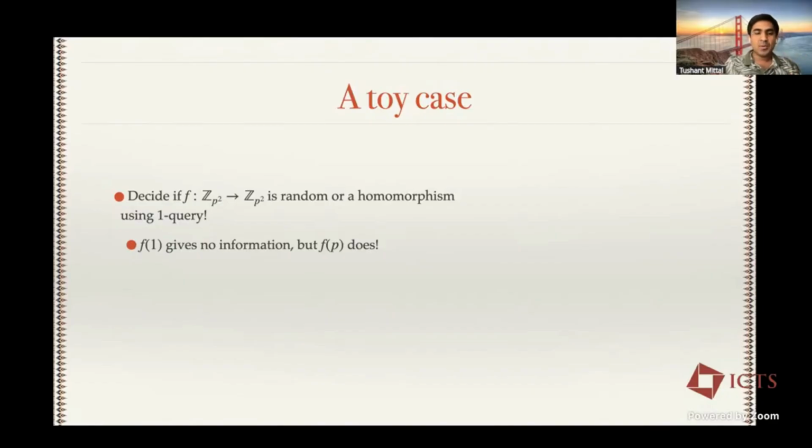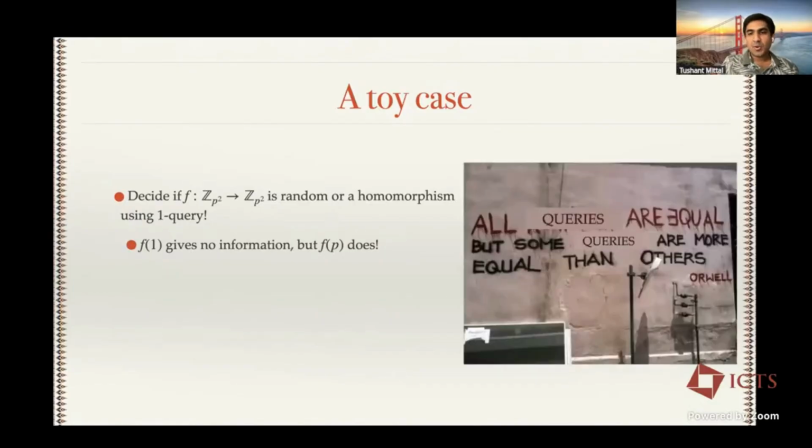Any homomorphism phi can map 1 to any possible value. So just by looking at f of 1, you have learned nothing about the function. But if you query f of p or any multiple of p, then you might be able to tell it apart. Because if f of p is not a multiple of p, then you've identified that your function is not a homomorphism. So all this is to say that there is a distinction between the elements in your group. It's not that all elements give you the same information about a function being a homomorphism or not. And that is something that the BLR test does not use.